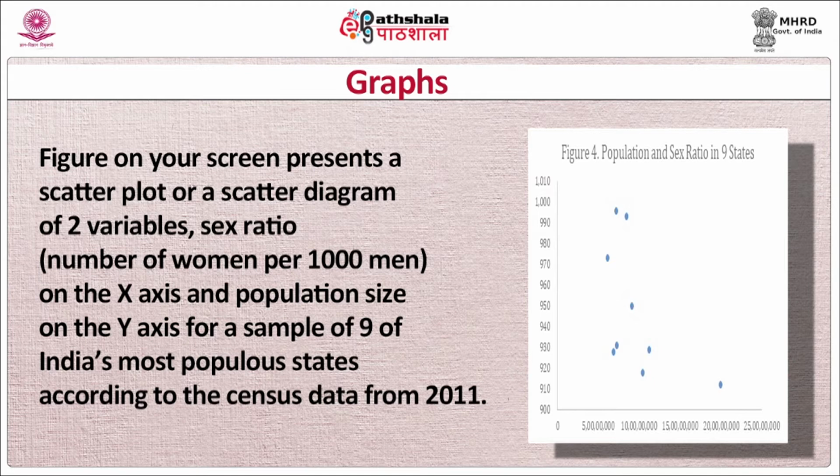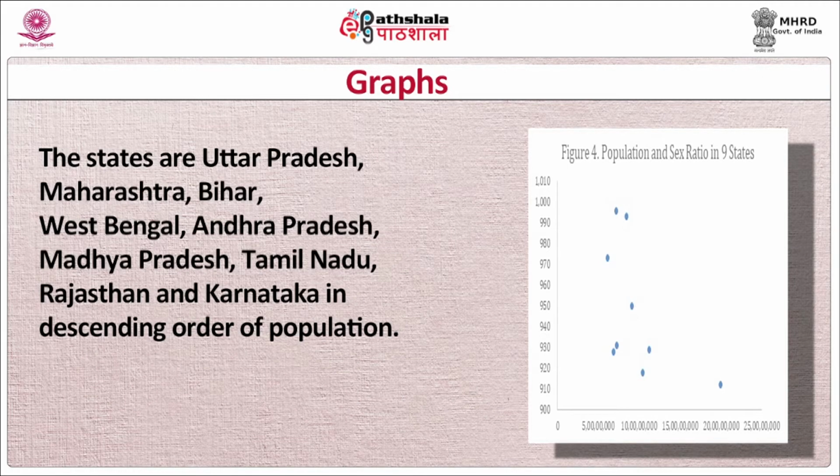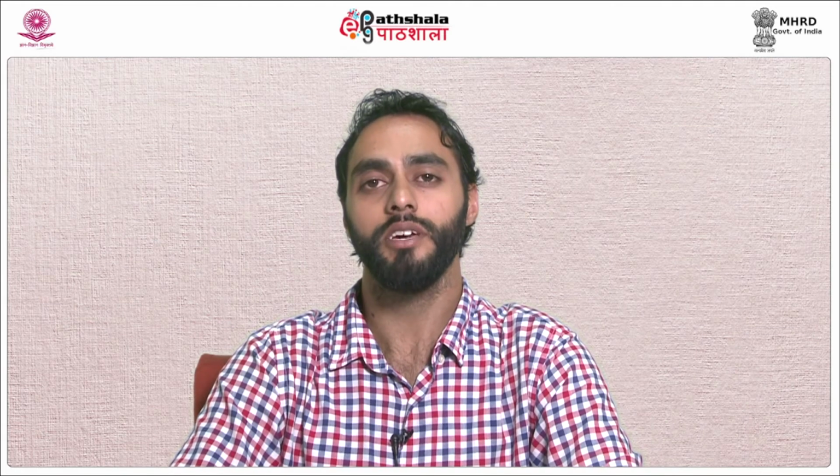The figure on your screen presents a scatter plot or a scatter diagram of two variables: sex ratio, number of women per 1000 men, on the x-axis, and population size on the y-axis, for a sample of 9 of India's most populous states according to the census data from 2011. The states are Uttar Pradesh, Maharashtra, Bihar, West Bengal, Andhra Pradesh, Madhya Pradesh, Tamil Nadu, Rajasthan and Karnataka in descending order of population. The scatter plots give us the added benefit of identifying outliers.